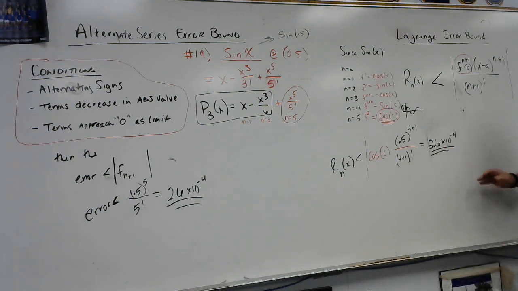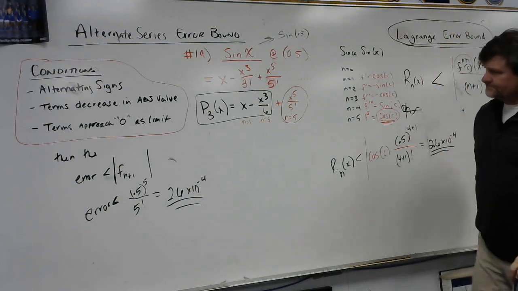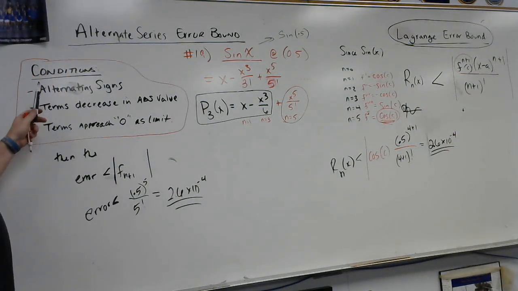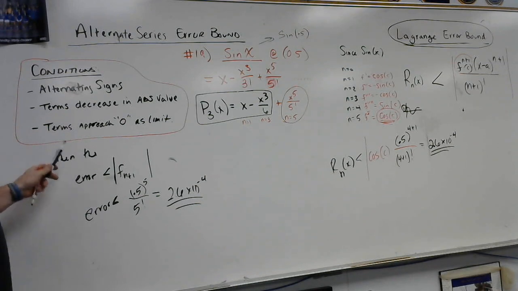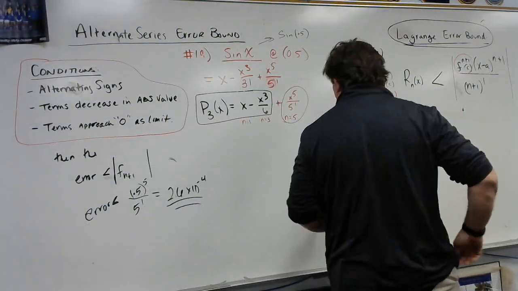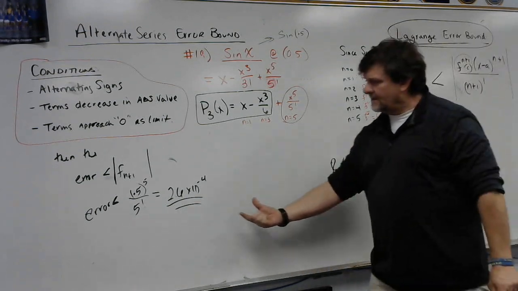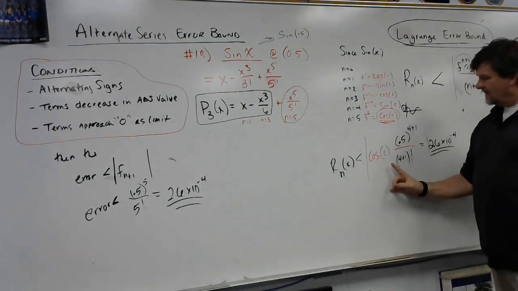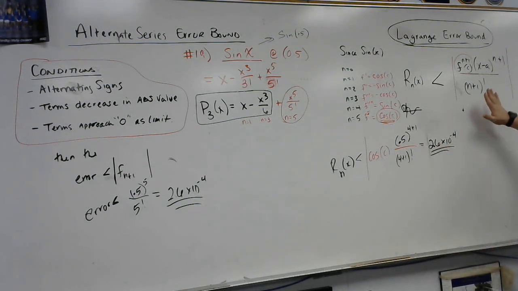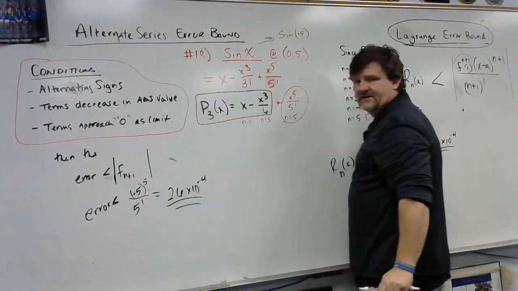Okay? So we have two types here. We have the Lagrange error bound, and we have the alternating series. And the alternating series has conditions: that it's alternating signs, the terms decrease in absolute value, and the terms approach 0 as a limit. Number 19 requires you to come up with both of them. The reason they're the same is because we're dealing with this derivative that's going to put it at 1. So just kind of depends. They both can work, but this one can only work for an alternating series error bound.